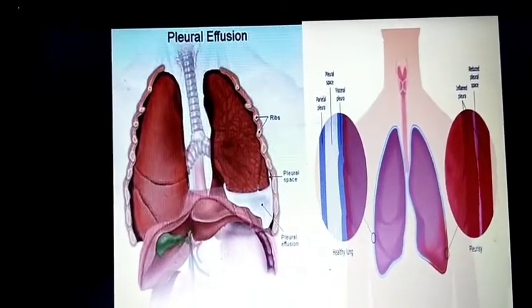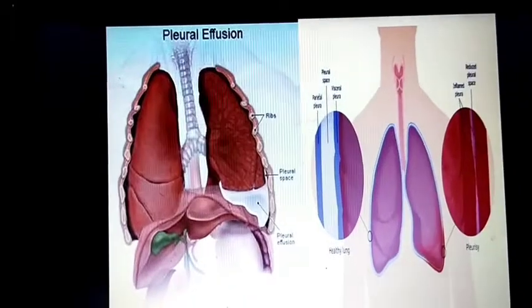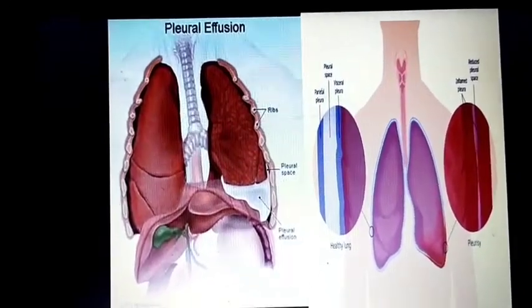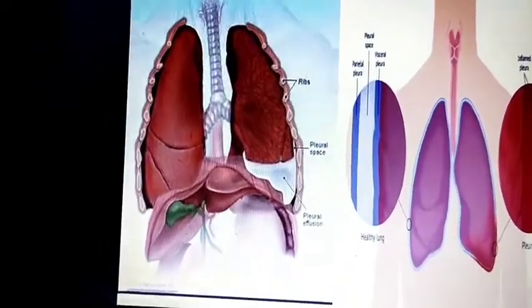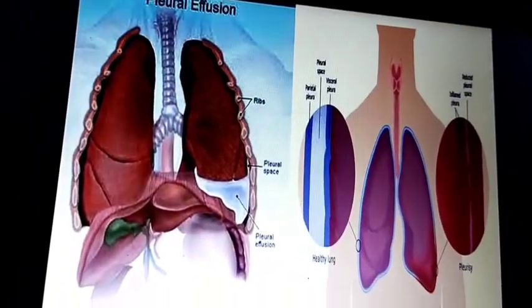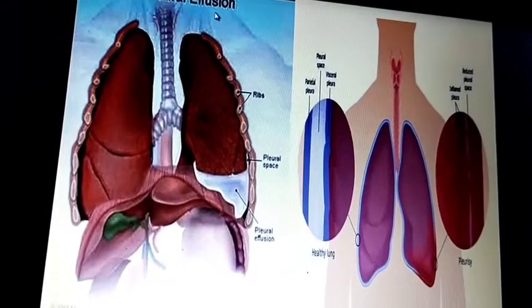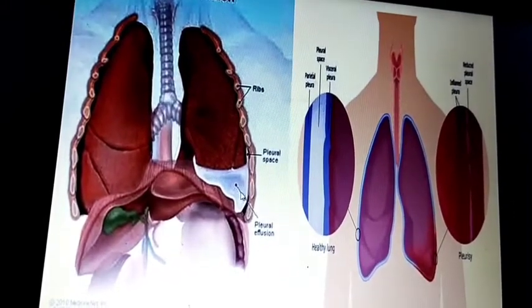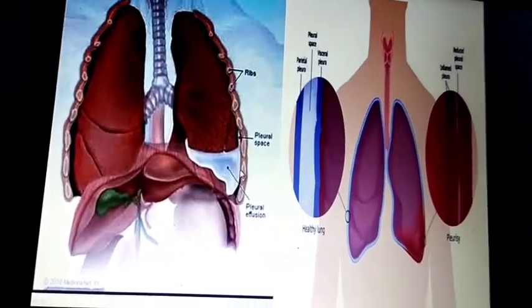Any cause is there, or it may be hypoproteinemia. Pleural effusion means there is a collection. Effusion means filling. Filling is a collection of fluid in the pleural cavity, that is pleural effusion.